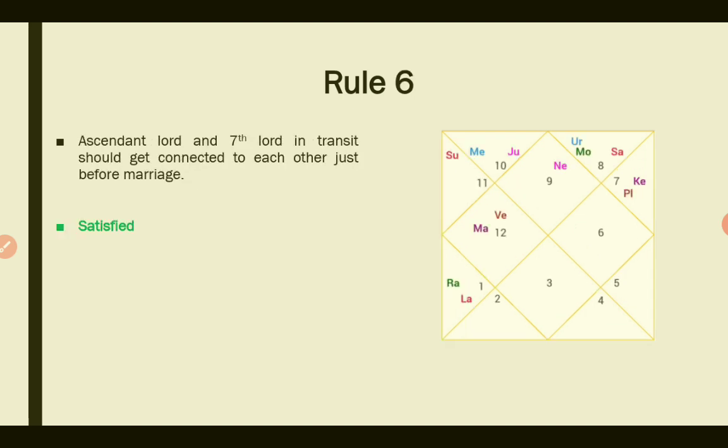The Ascendant Lord and the 7th Lord in transit should get connected to each other just before marriage. On the day of the wedding, this is the transit chart, and you can see that the transiting Ascendant Lord Jupiter and the transiting 7th Lord Mercury are both placed in the sign of Capricorn. Thus, this rule is also satisfied.